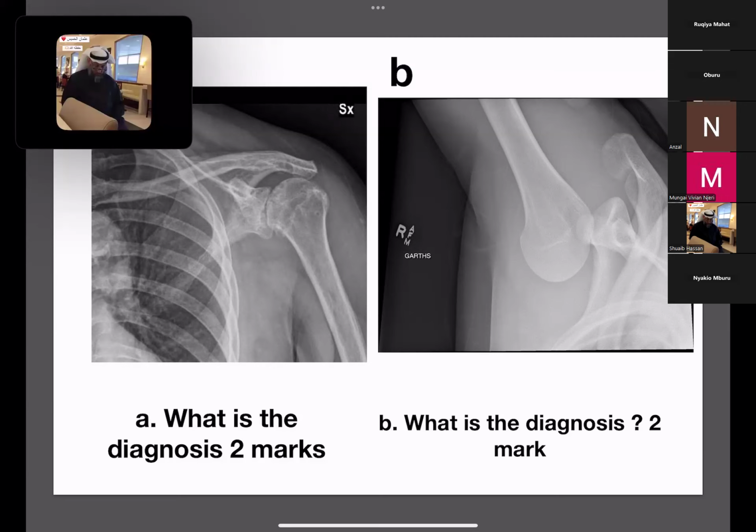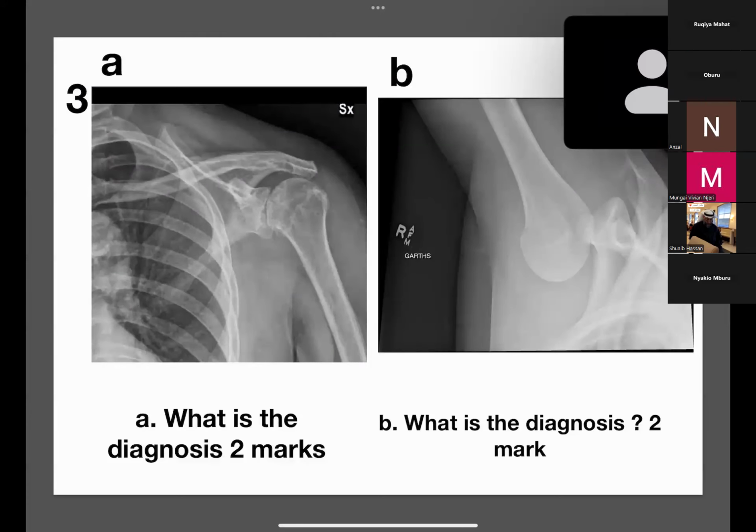I think it's a dislocation of the shoulder. So the one in B is definitely a dislocation of the shoulder. And this is an important view of the shoulder. This is what is known as the axillary lateral view. They don't usually do it here, but it's an important view of the shoulder. And what about 2? What about A?